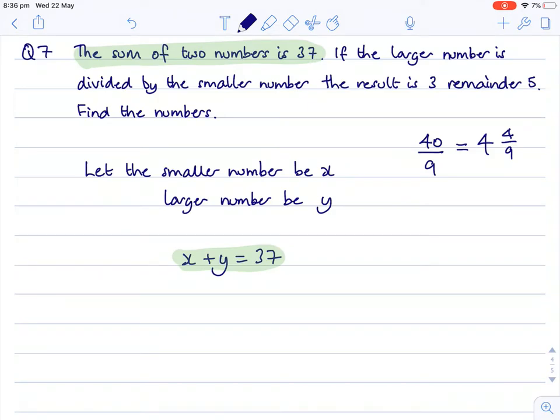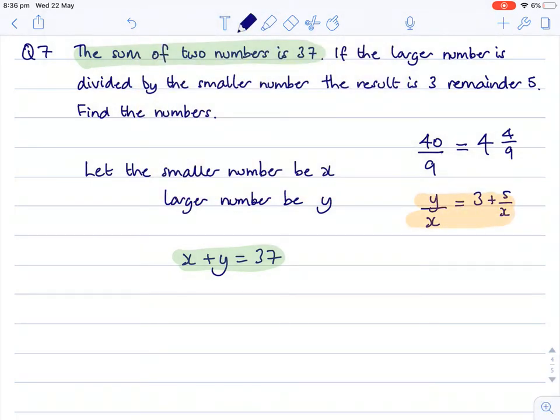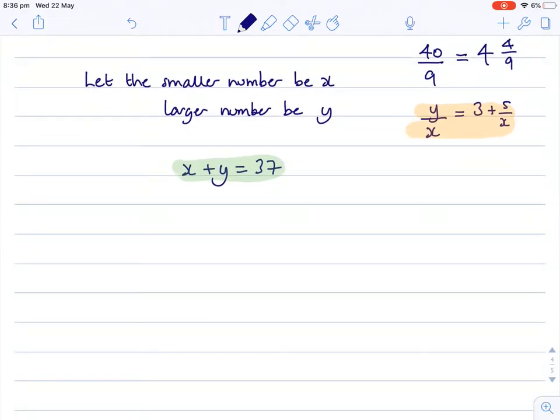Now what we're told here is if we take the larger number, which is y, and we divide it by x, we get a result of 3 and a remainder of 5. Well, that would be 5 over x. So let's have a look at that. We'll take that, let me just highlight that in a different color. Let's put that there. So let's just pop that underneath here. So what we've got is y over x is equal to 3 plus 5 over x.